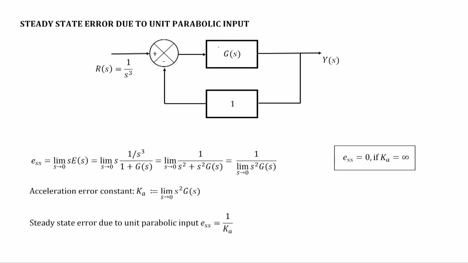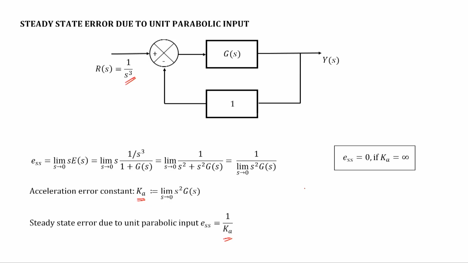Similarly, you can go for a unit parabolic input, that means R(s) is equal to 1 by s cube. In that case, if you go ahead with the same type of calculations, you will get what is known as the acceleration error constant, and the steady state error will come out to be 1 by Ka. Again, steady state error is 0 if Ka is infinity.